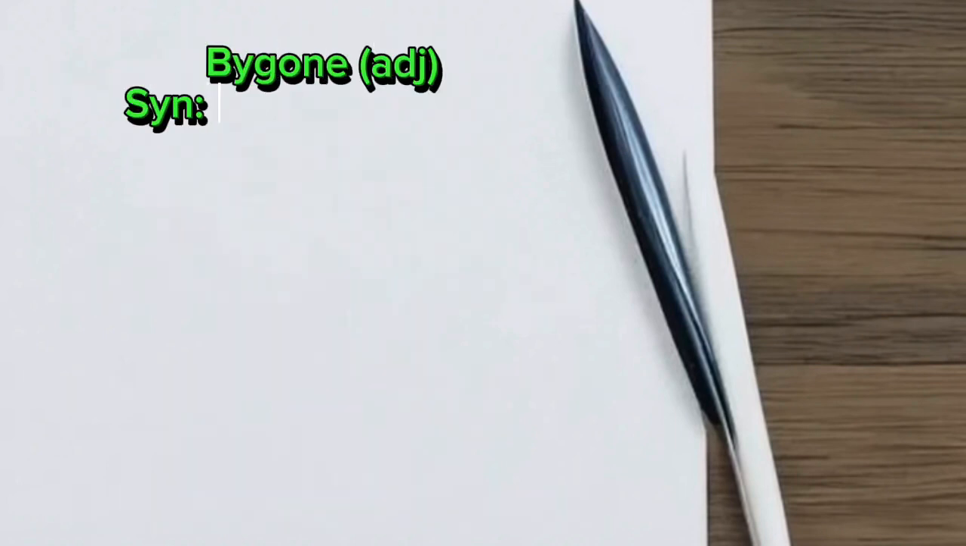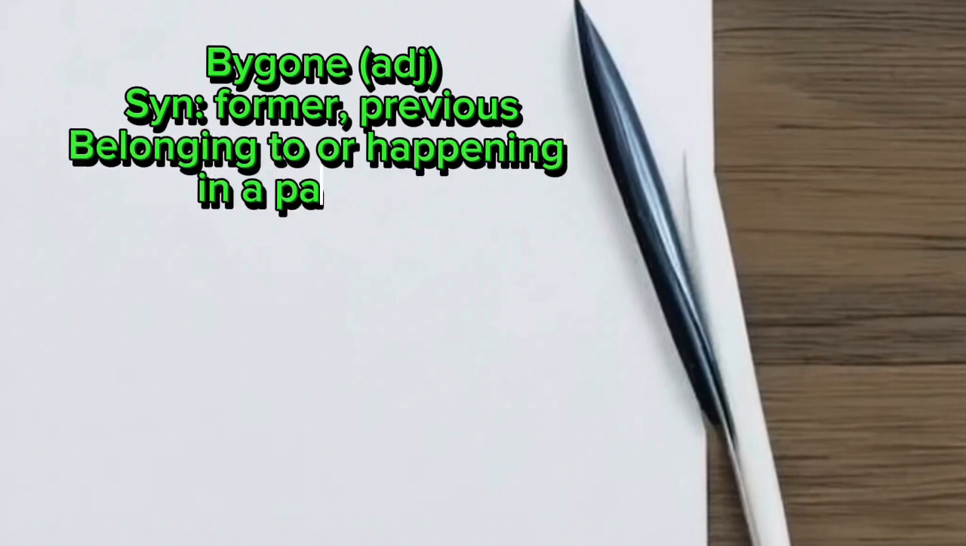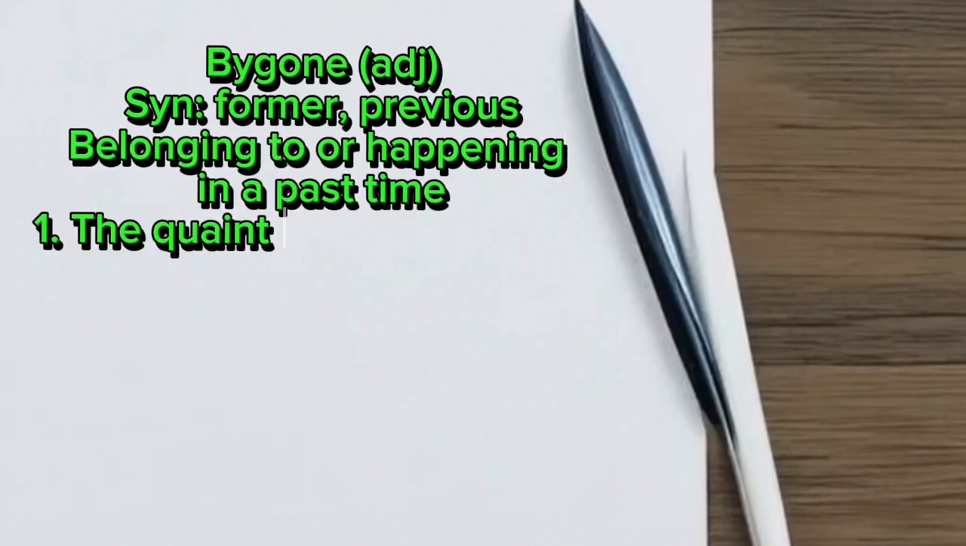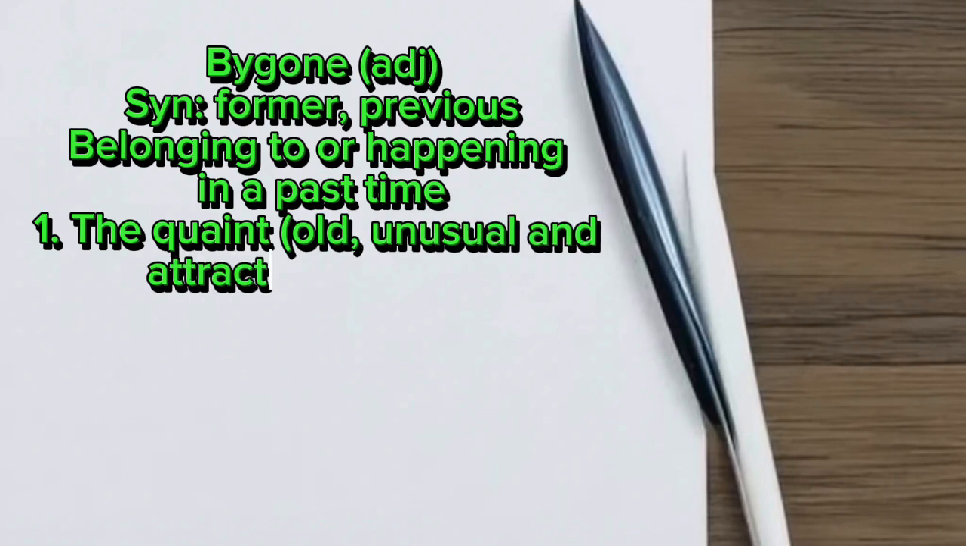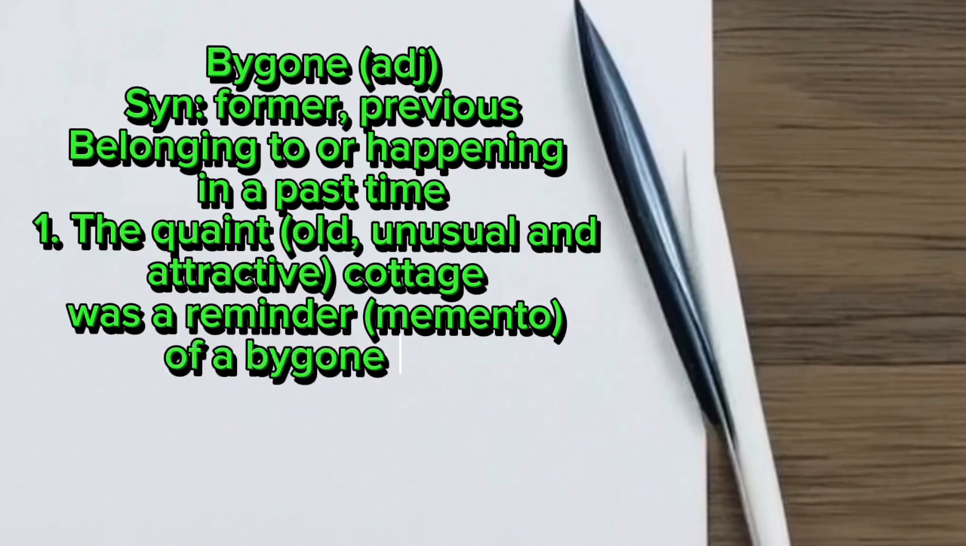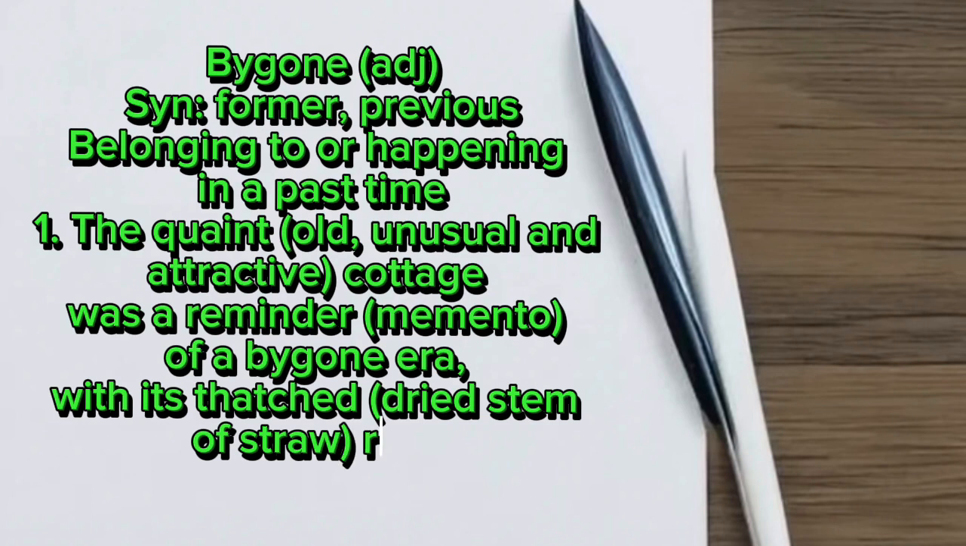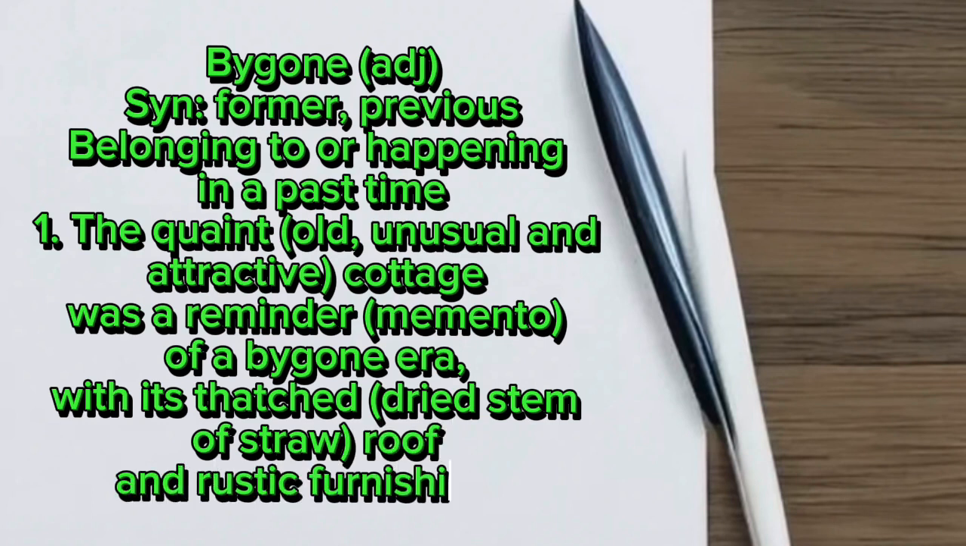Bygone is an adjective. Synonyms: former, previous, belonging to or happening in the past. Example number 1. The quaint cottage was a reminder of a bygone era, with its thatched roof and rustic furnishing.